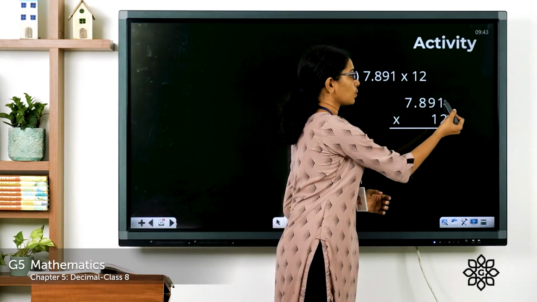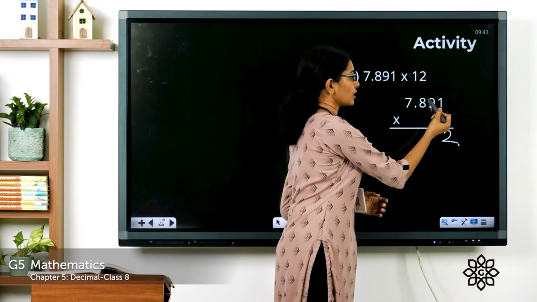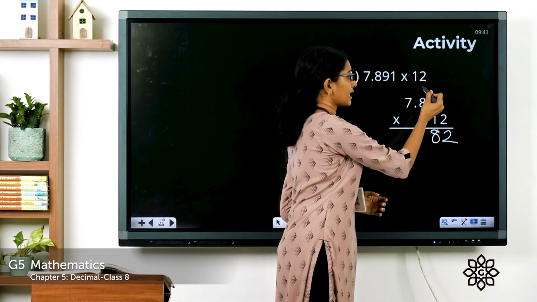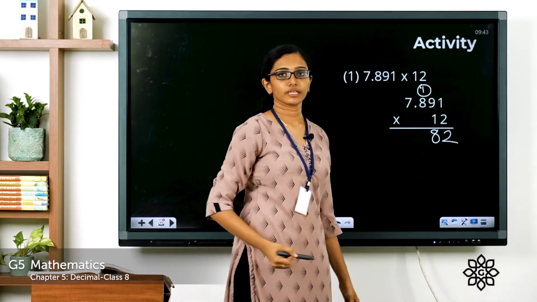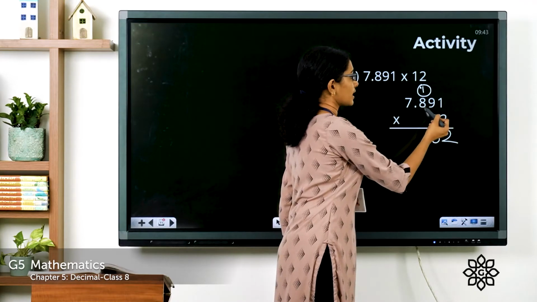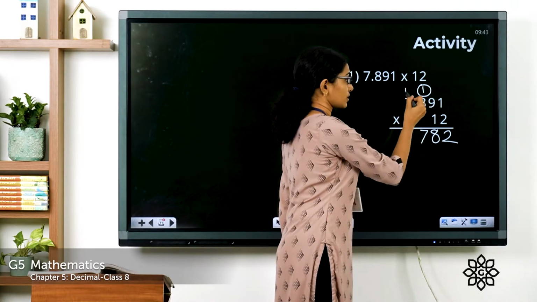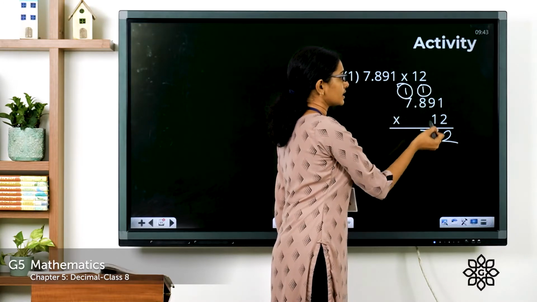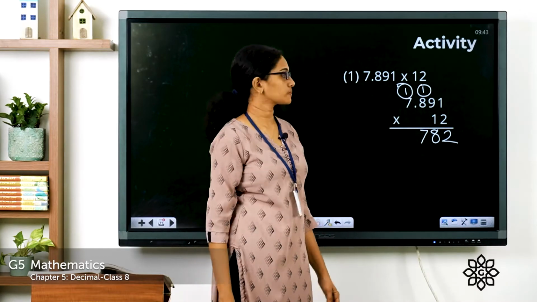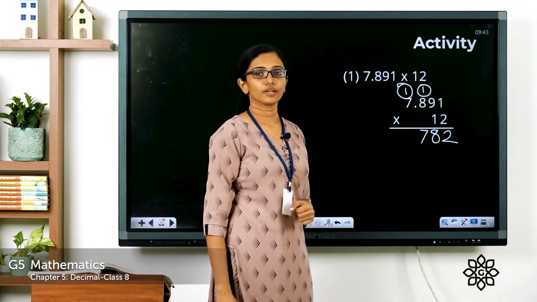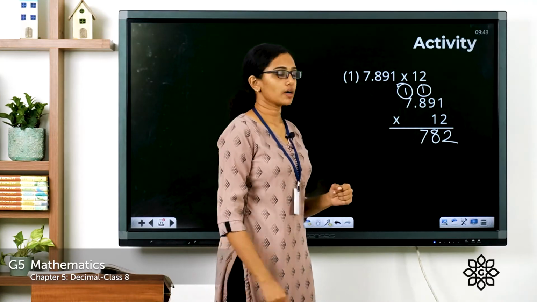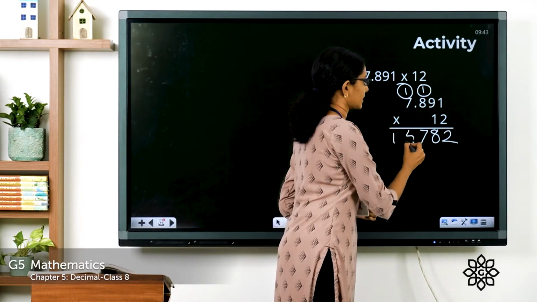So 2 into 1, 2, 2 into 9, 18. We write the 8 here. Carry over 1 to the next place. 2 into 8 is 16 plus this one, 17. We write the 7 here. Carry over 1 to the next place. Then 2 into 7, 14. 14 plus 1, 15. We write that here.